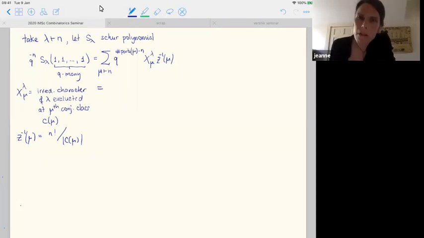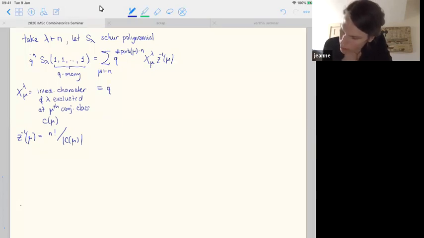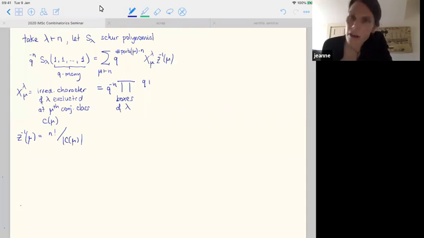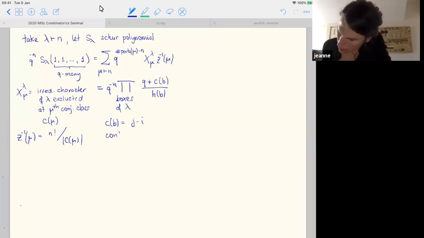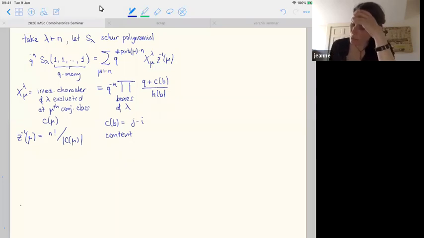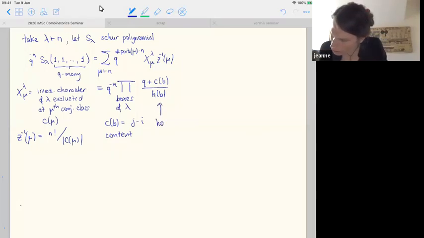And at the same time, we can further rewrite this quantity in the so-called content formula. We can write this as Q to the minus n times a product taken over all boxes of the Young diagram of lambda. For each box you have a factor that registers the content, C of B over H of B, where C of B is j minus i, the content, as I explained before. The box has coordinates, and we take the difference of the coordinates. And H is the hook length, but I don't want to get into that at the moment.